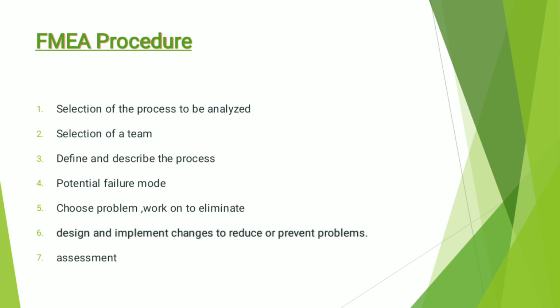Now the seventh and last step is assessment. Now the team needs to measure and evaluate the success of all process changes that are made to reduce or prevent the risk. So this is all about the 7 basic steps of FMEA.